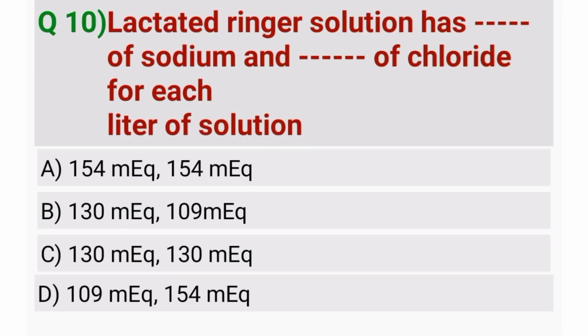Question number 10. Lactated Ringer's solution has dash of sodium and dash of chloride for each liter of solution. Here the options are 154 milliequivalents and 154 milliequivalents, 130 milliequivalents and 109 milliequivalents, 130 milliequivalents and 130 milliequivalents, and 109 milliequivalents and 154 milliequivalents. So here the answer is option B, 130 milliequivalents and 109 milliequivalents. That is, Lactated Ringer's solution has 130 milliequivalents of sodium and 109 milliequivalents of chloride for each liter of solution.